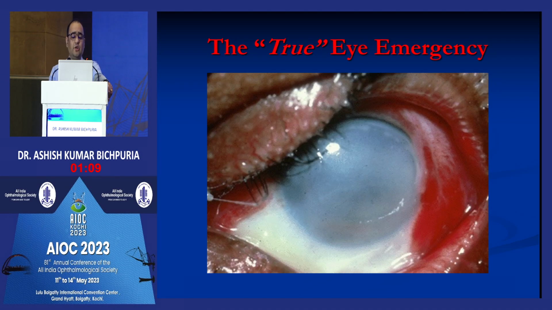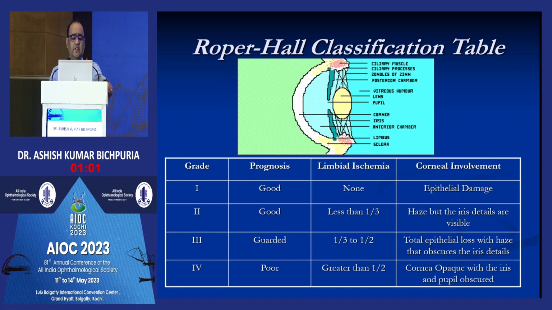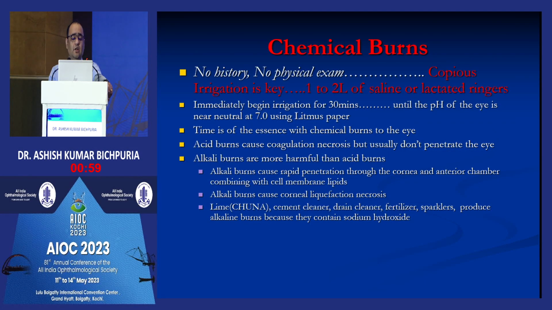So now comes to the true eye emergency. That is the chemical injury. You can see limbal ischemia and a large epithelial defect. There is the Roper-Hall classification. So no history, no physical examination first. Copious irrigation is key. 1 to 2 liters of saline or lactated Ringer. Immediately begin irrigation for 30 minutes until the pH of the eye comes to neutral. Time is of the essence with chemical burn to the eye.